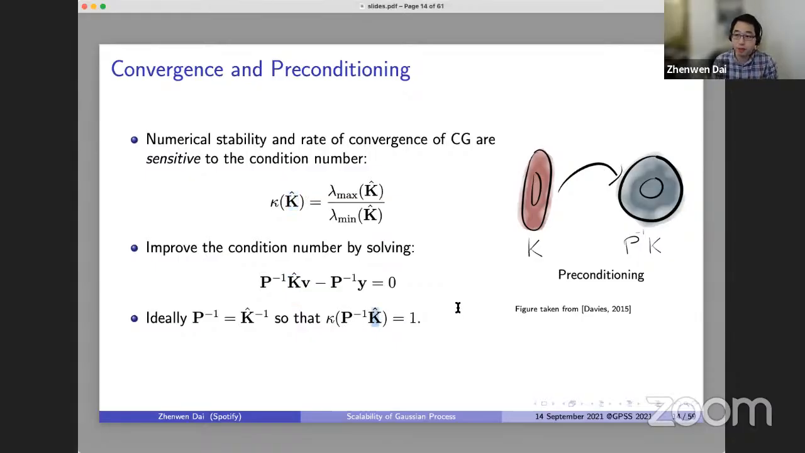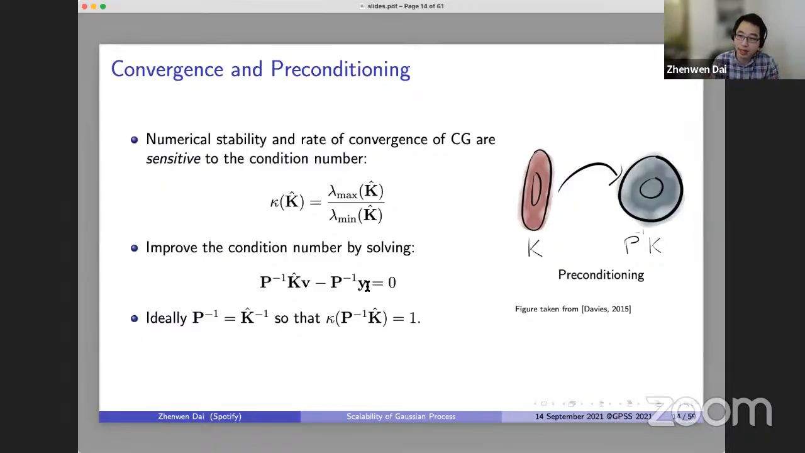And just imagine, for whatever reason, we could magically find that P inverse is K hat inverse. In that case, P inverse K hat becomes the identity matrix, and the condition number becomes 1. It is also intuitively why it makes the conjugate gradient faster, because if P inverse equals K hat inverse, then we get v minus K hat inverse y. Then it is obvious that with 1 step we can already recover the true solution.